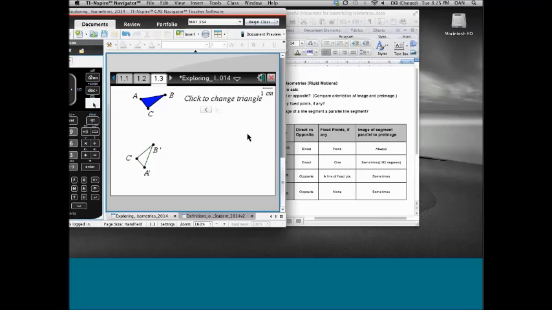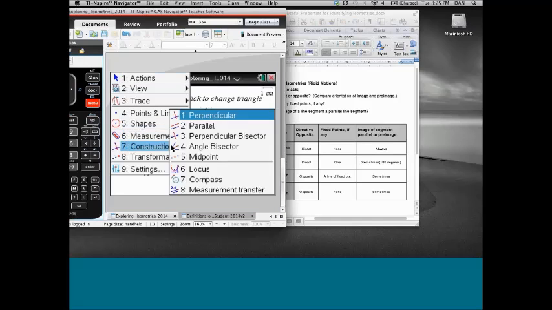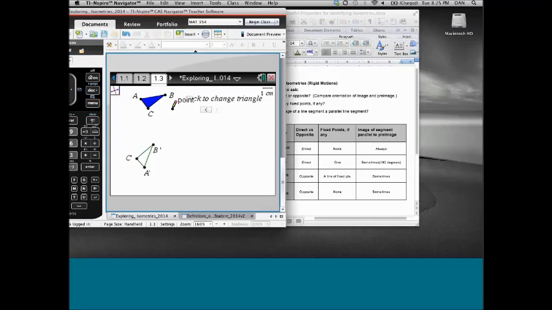Dan, why don't we do what's been suggested here, a perpendicular bisector. So I'll construct a perpendicular bisector between B and B prime. Okay, now that's the line that would map B to B prime.